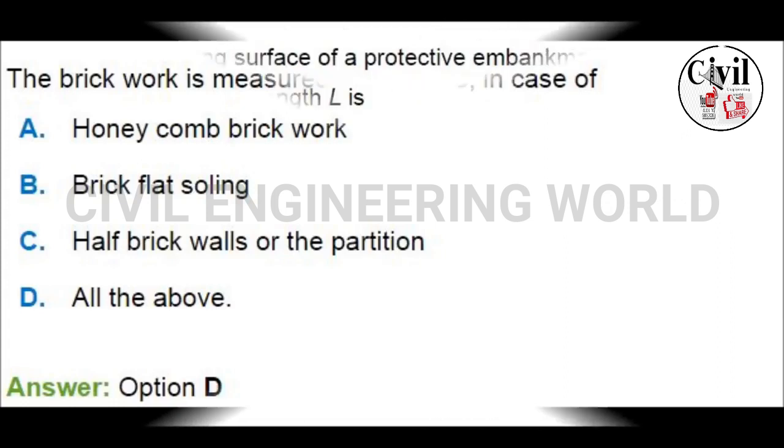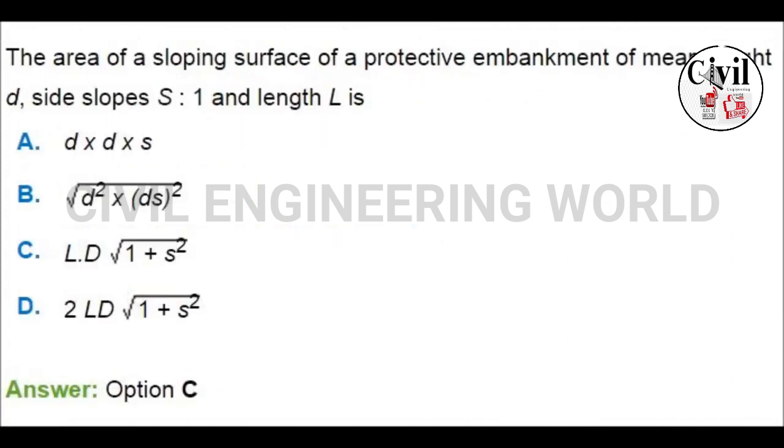The area of sloping surface of protective embankment of mean height D, side slope S to 1 and the length L is. So C is the correct answer: L multiplied by D into square root of 1 plus S square.